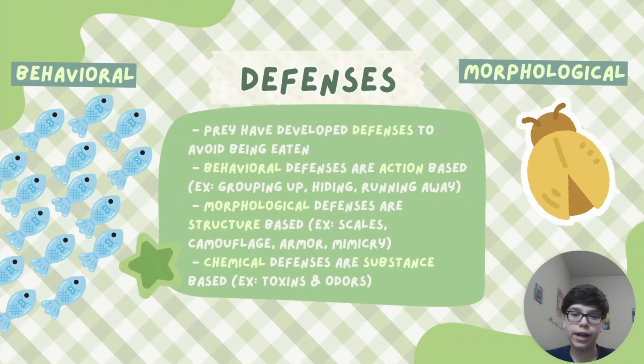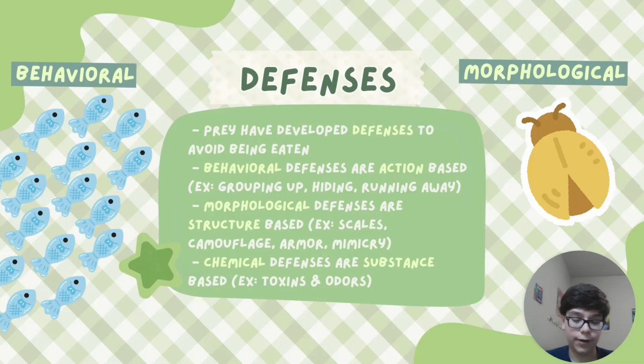Next, let's talk about how prey have developed defenses. So there are three main ways that prey have developed defenses. We can categorize them that way at least. The first way is behavioral. If you look off to the left, the fish are all grouping together. So behavioral defenses are action-based. This could be grouping up, which is another word for schooling. So remember, that's what you need to know. Schooling is usually used in terms of fish, and schooling just means grouping up.